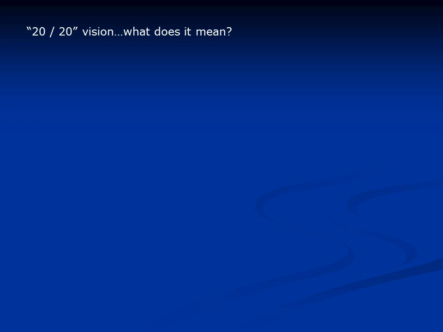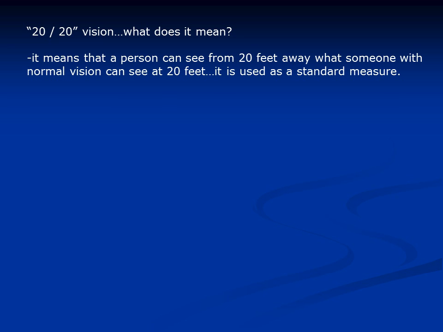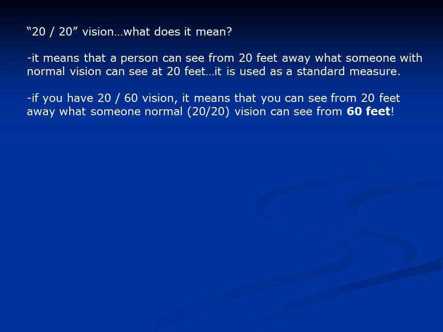20/20 vision, what does it mean? It's a standard. It's just kind of silly and circular. When you have 20/20, you can see from 20 feet away what a person with normal vision can see from 20 feet. It's a little bit silly, but it's a standard, and there's a standard letter size that's used from 20 feet. If you can resolve that, then you have 20/20 vision. Okay, hopefully that makes sense.